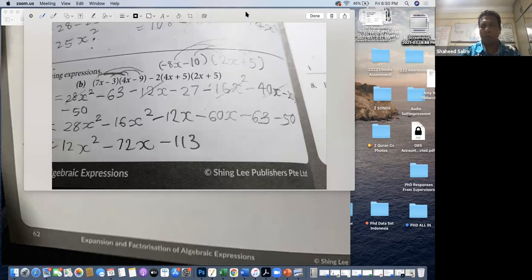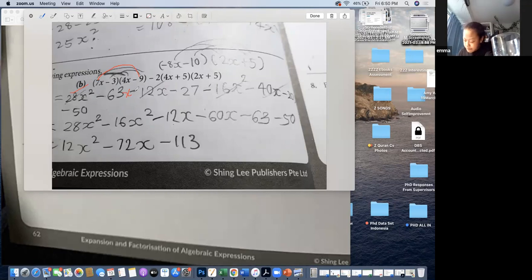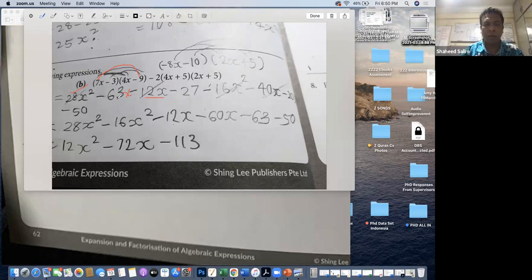Okay, mm-hmm, let me just check one by one. So this one, when it comes to things like this, is basically being very careful. So here, correct, minus 63, there's an x. See, 9 times 7, 63. There's an x here. Then minus. So I think that's where you missed out. Down here, you yourself say it's plus 27, right? Minus 3 times minus 9. 3 times 9, 27.